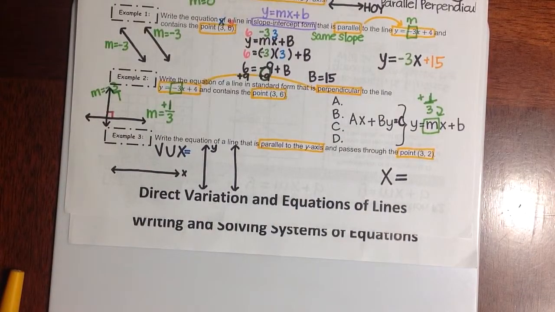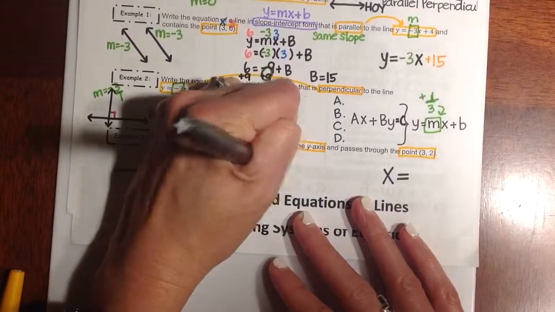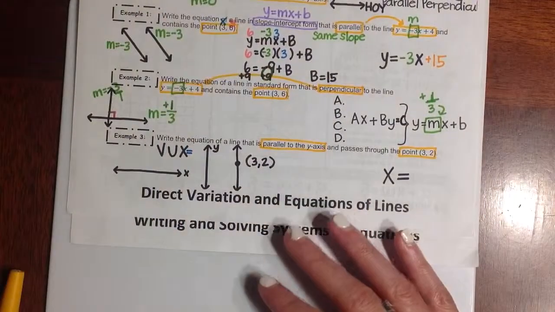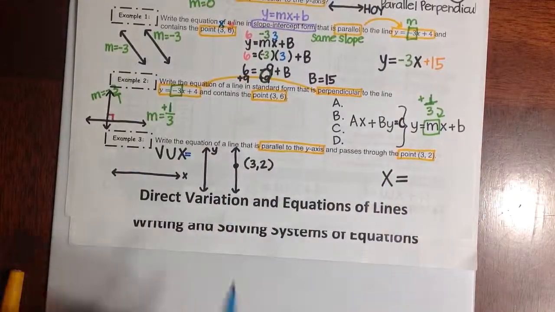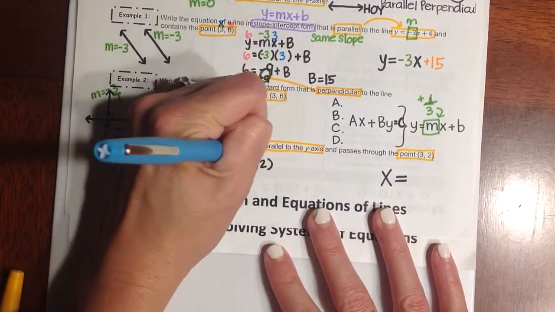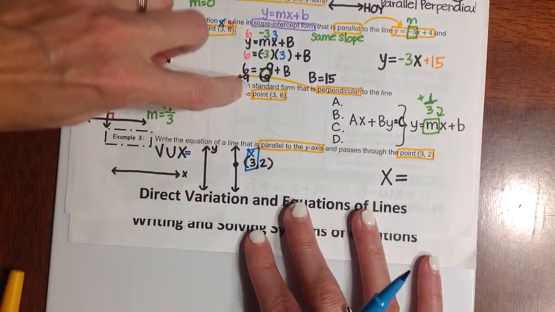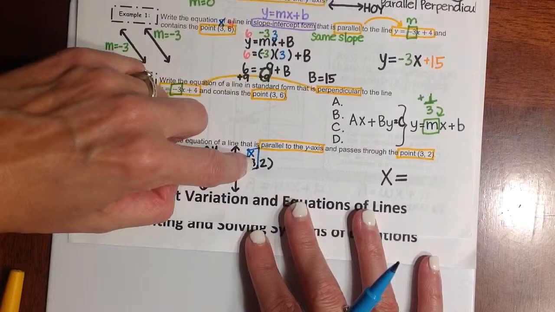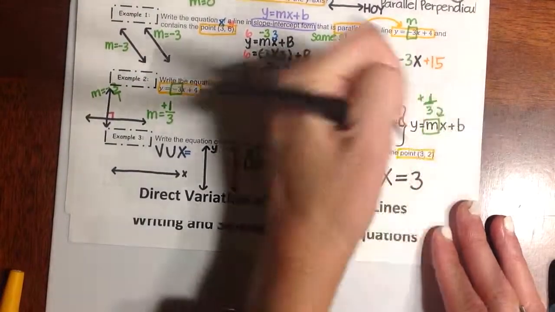Well, it says that my line has to have the point 3, 2 on the line. Remember, vertical lines all share the same x value, and the x value in this ordered pair is 3, which means any point on this vertical line is going to have the same x value. So that means my equation is going to be x equals 3.